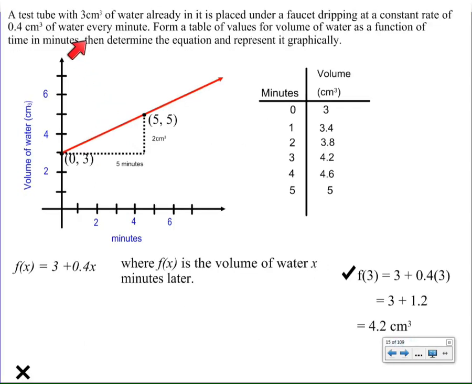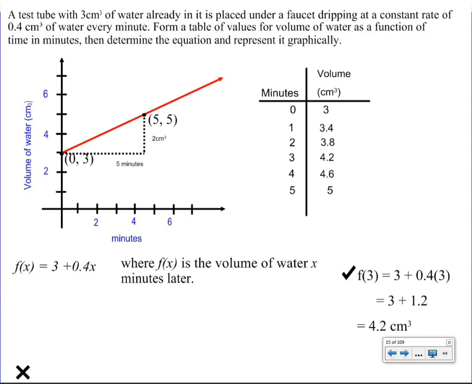Test tube, same exact situation, except instead of plants growing, it's test tubes being full of water. This starts with 3 cubic centimeters or 3 milliliters of water, and we're adding 0.4 cubic centimeters every minute. So each minute we add another 0.4 cubic centimeters to the existing amount of water of 3. So once again, we still have our rate times the independent variable, but we add that to an existing volume to give us our total volume.